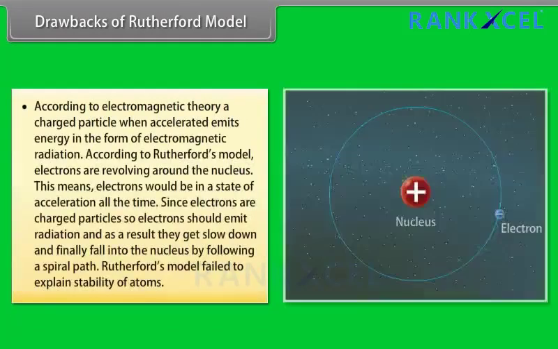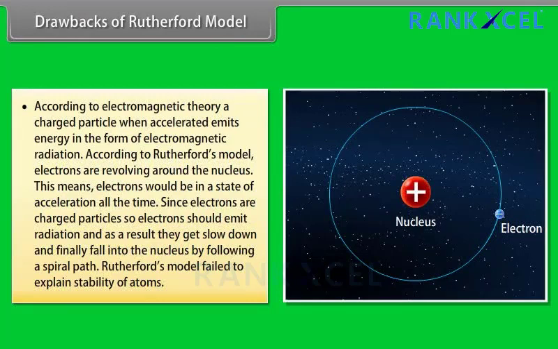Drawbacks of Rutherford model. Number 1. According to electromagnetic theory, a charged particle when accelerated emits energy in the form of electromagnetic radiation. According to Rutherford's model, electrons are revolving around the nucleus. This means electrons would be in state of acceleration all the time. Since electrons are charged particles, electrons should emit radiation, and as a result, they get slowed down and finally fall into the nucleus by following a spiral path. Rutherford's model failed to explain stability of atoms.